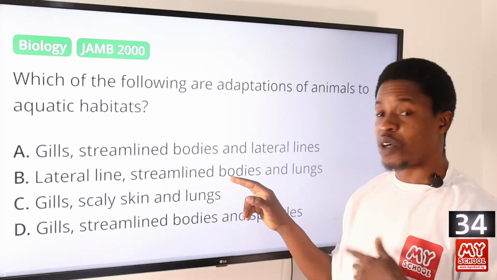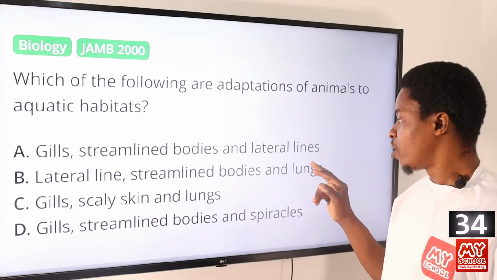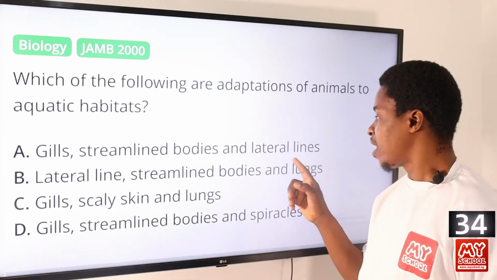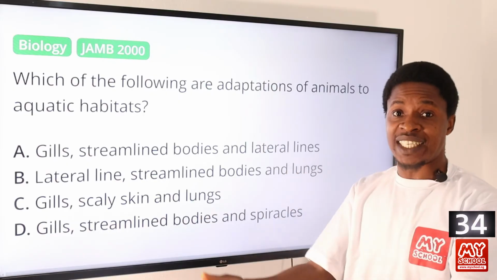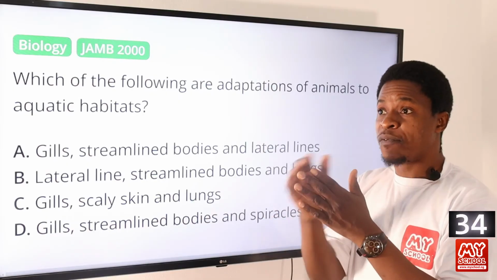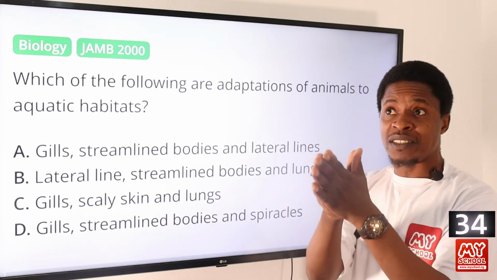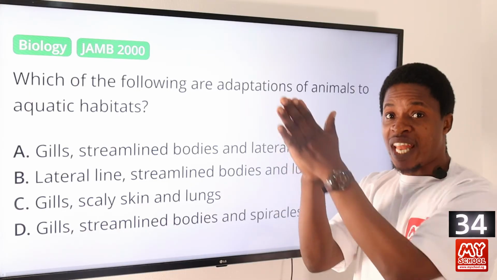Then streamlined bodies, we also explained that. And then lungs here makes this not to be correct, because lungs is actually adaptive for organisms that live on land. It can be helpful in a transition from aquatic organisms, organisms that live in water, to the land.